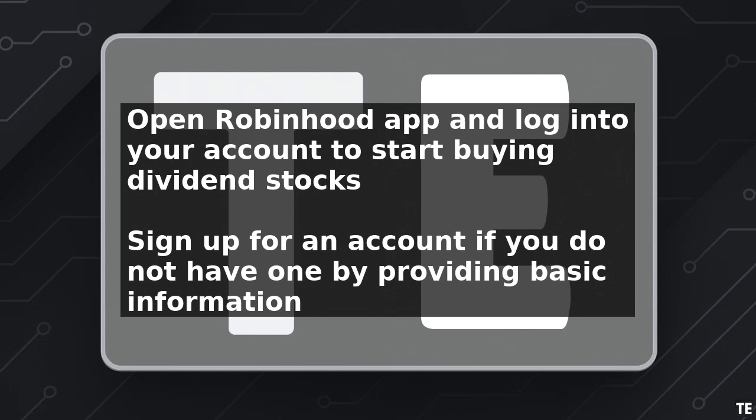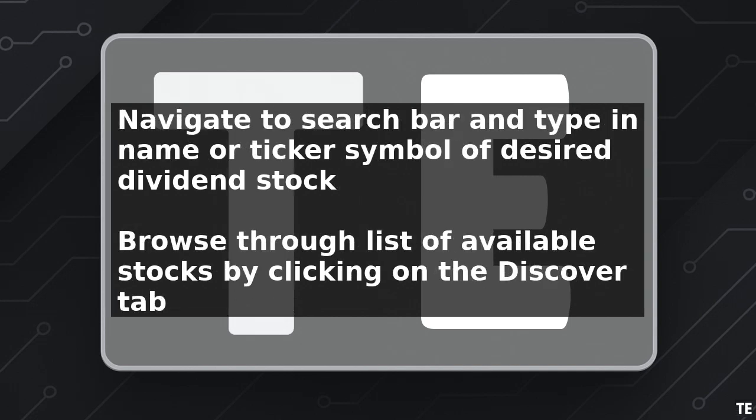You can also browse through the list of available stocks by clicking on the Discover tab. When you find the stock you want to buy, click on it to view its details page. This page will provide you with information about the stock's current price, dividend yield, and payment history.